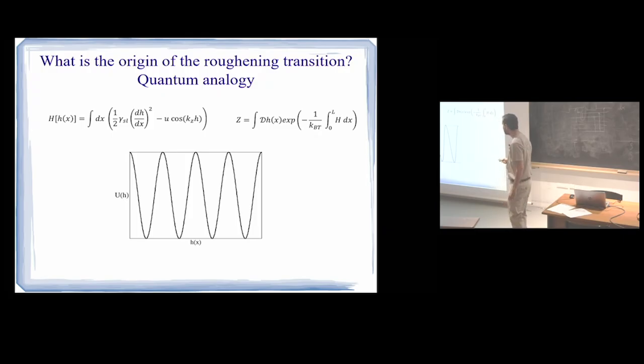Okay? So two things can happen. Look, this is the equivalent of the kinetic energy. So my surface tension is equivalent to a mass. If I am really massive, I behave classically. Okay? So at low temperature, my surface tension is large. So at low temperature, I'm going to behave classically in this analogy.